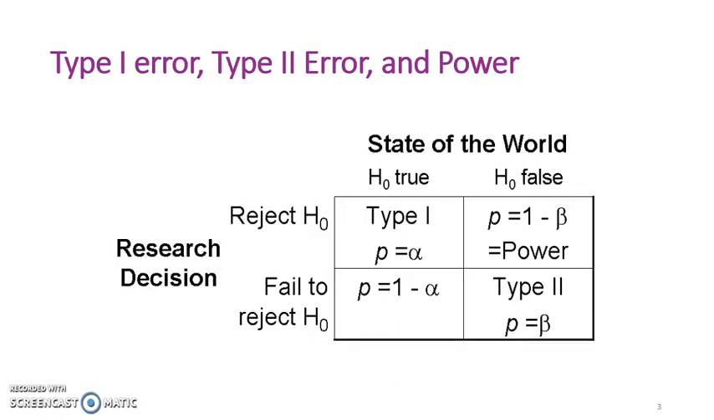So as we're learning, there's a chance we could be wrong in our decision to reject or to fail to reject the null hypothesis. And there are two ways that we could make this wrong decision. So these are type 1 error and type 2 error. The type 1 error is denoted with alpha, and type 2 error is denoted with beta.